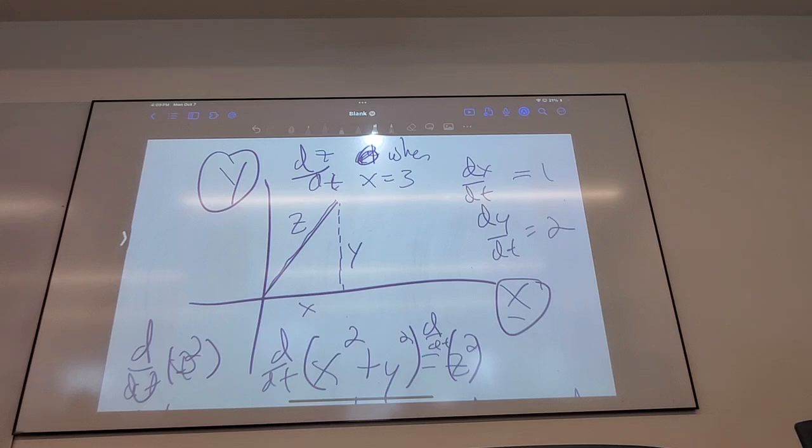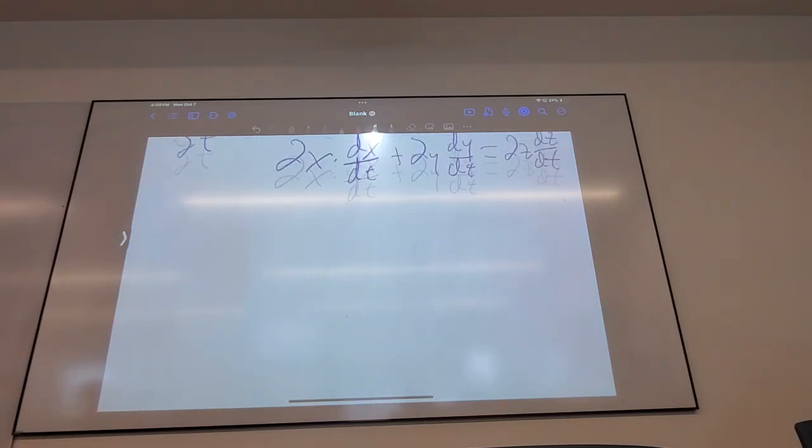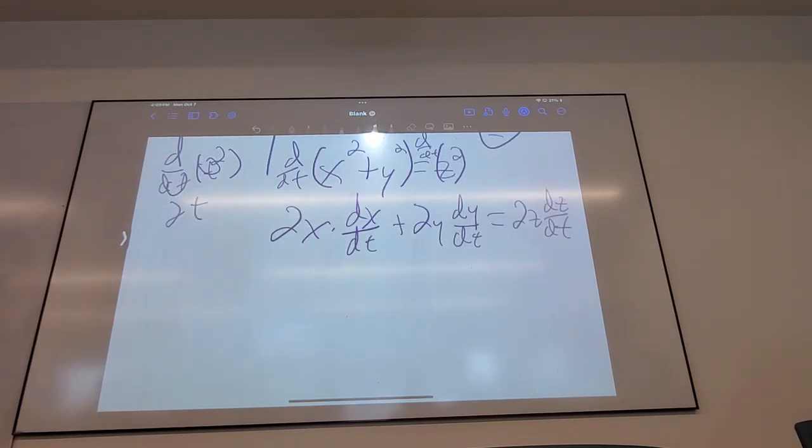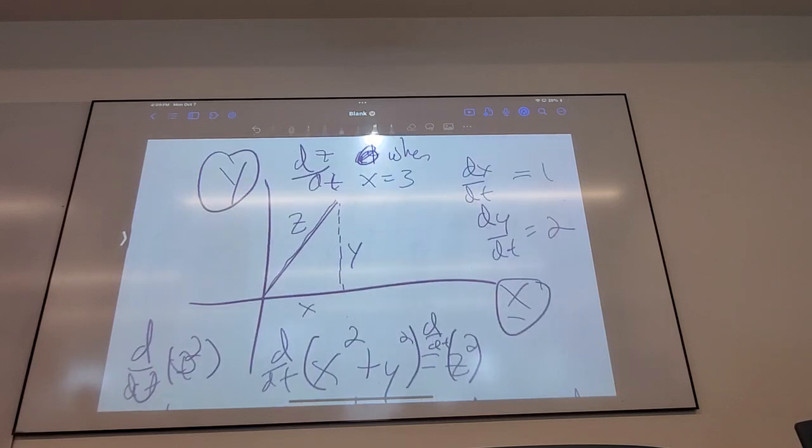From a mathematical standpoint, are you guys all cool with what we just did there? I really want you to understand, when I said x squared plus y squared equals z squared, it's a relationship between the variables themselves. When I take a derivative, have I related the rates of change of everything? Yes, that's a relationship between the rates of change. Plug in. Do I know dx dt? It's 1. I do.